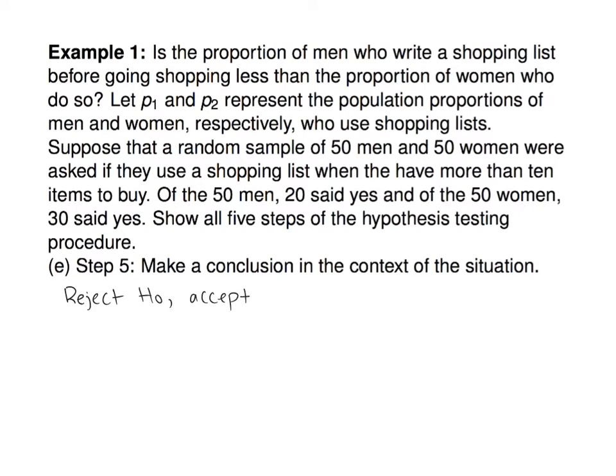And write both in statistical terminology, but then also write what it means in words in this particular problem. Reject H naught, accept HA, that's the same thing, right? So when you reject H naught, this means that what's true? And HA is that men do what? Make shopping lists less often than women.